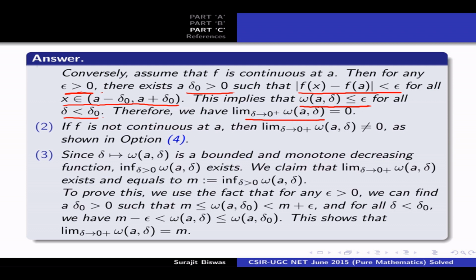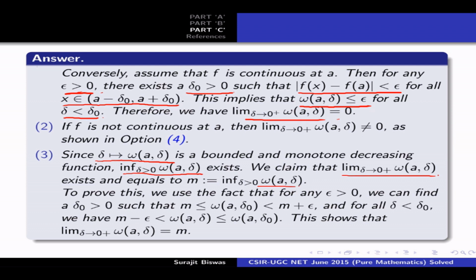For the third option, by using option 1, since delta to omega(a, delta) is a bounded and monotone increasing function, the infimum over delta greater than 0 of omega(a, delta) exists. We claim that the limit as delta tends to 0 plus of omega(a, delta) exists, and it is equal to m, which is the notation we denote for the infimum over delta bigger than 0 of omega(a, delta).